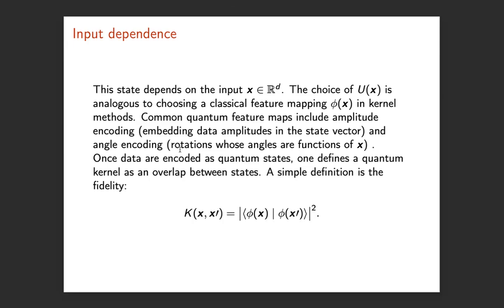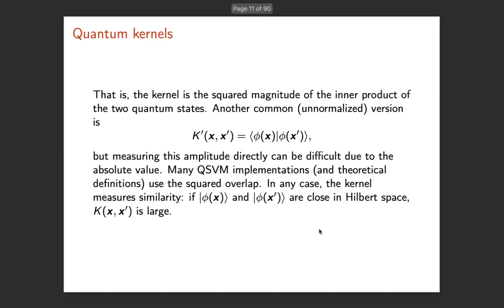And then we also have the angle encoding, where rotation angles are functions of variable x. And once the data is encoded as quantum states, you would define a quantum kernel as an overlap between states. A simple definition is what is normally called the fidelity, which is this state here. This kernel matrix K of x is one of the basic steps of a quantum support vector machine.